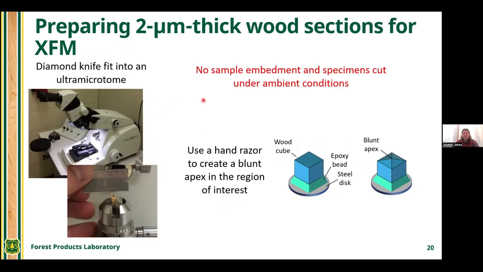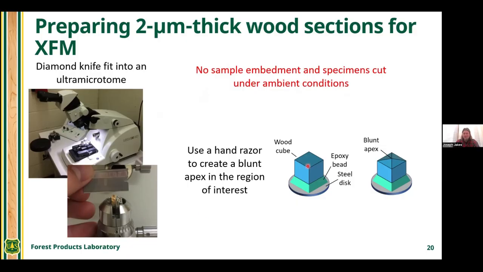The way that we cut those wood sections is we use a diamond knife fitted to an ultramicrotome. I'd like to point out that we developed all these methods with no type of sample embedment, and we just cut these specimens under ambient conditions. That makes it easier, because oftentimes these synchrotron experiments are also conducted under ambient conditions.